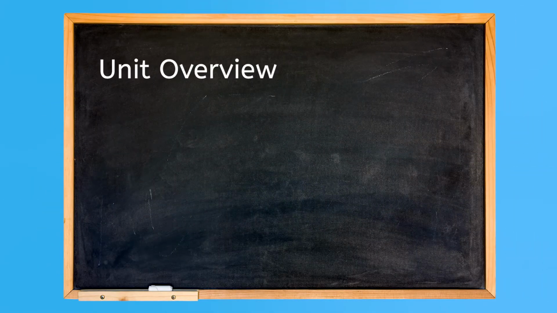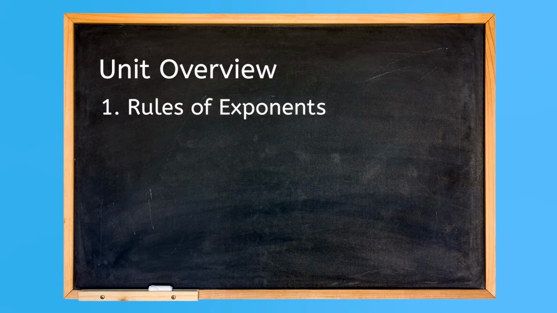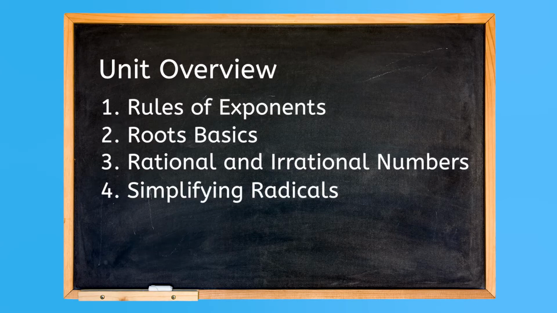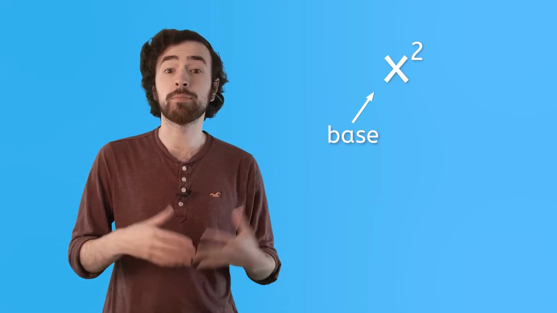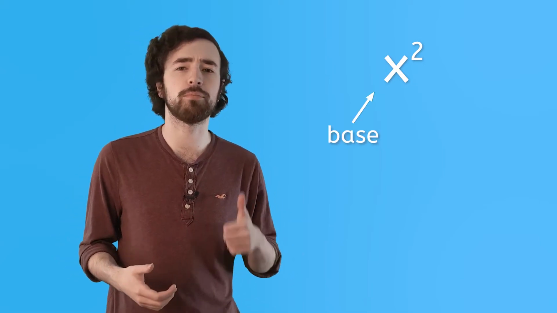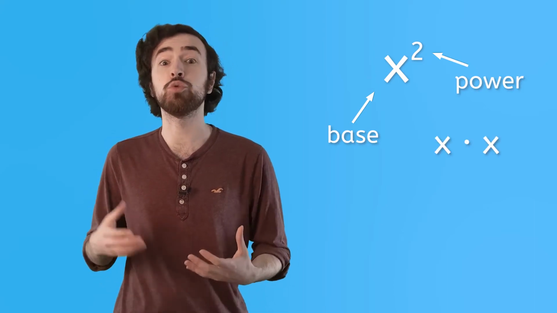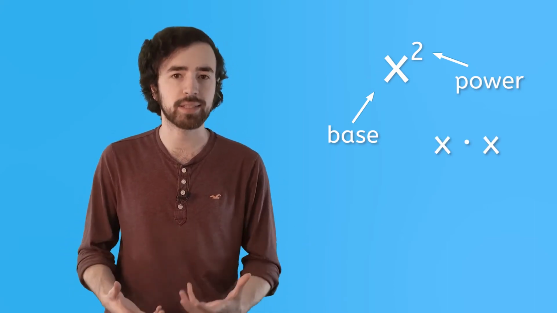This new unit we're starting can be broken up into four main parts: rules of exponents, roots basics, rational and irrational numbers, and simplifying radicals. As you probably already know, an exponential expression includes a base number raised to some power, or exponent. And that power tells you how many times to multiply the base number by itself.